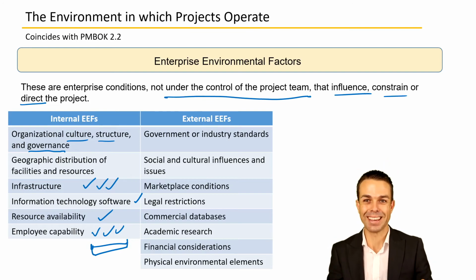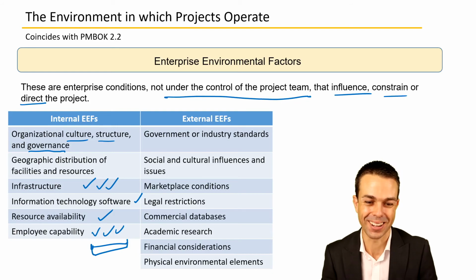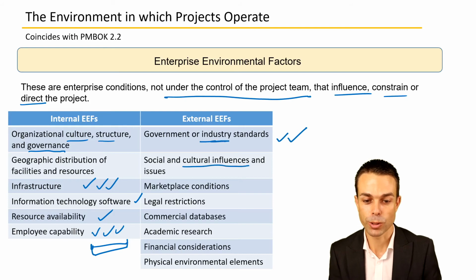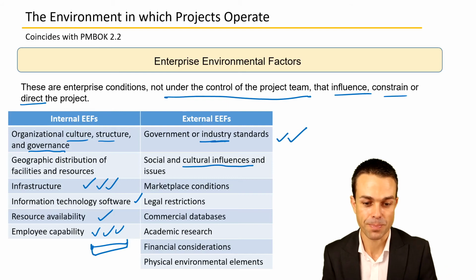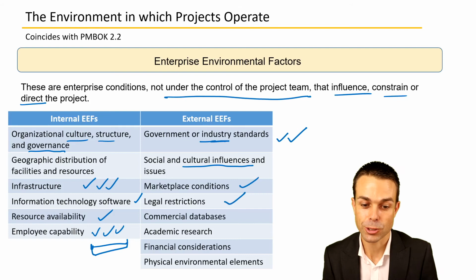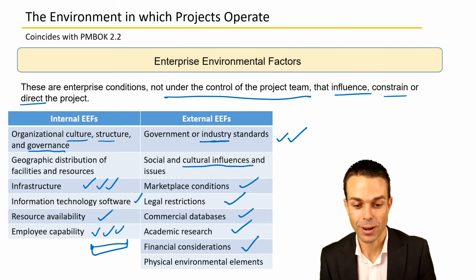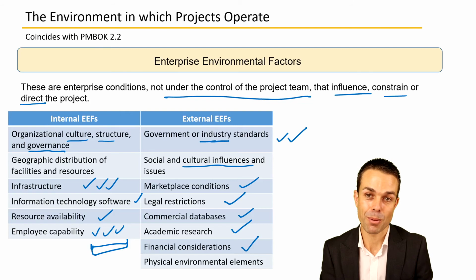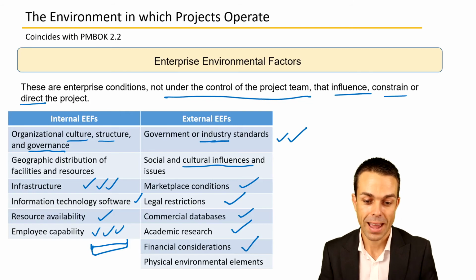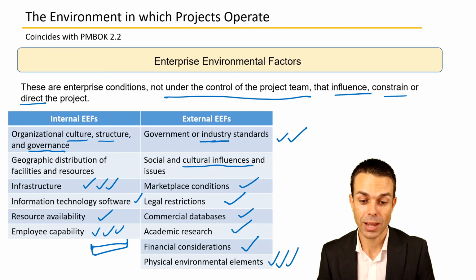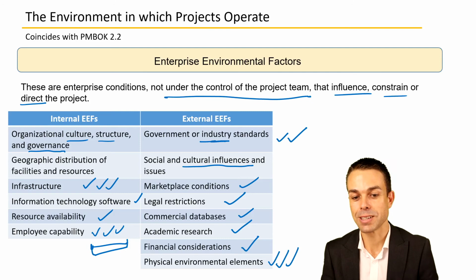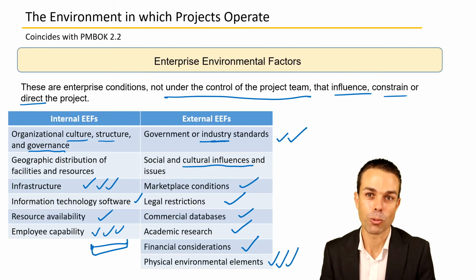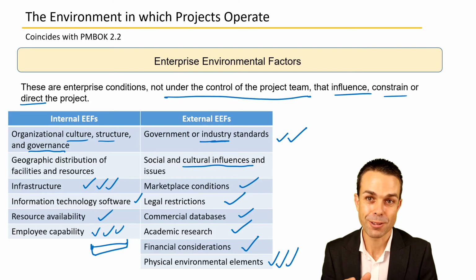But just to complicate things, there are external EEFs as well. So we've got government or industry standards. We've got social and cultural influences. So what's happening over time to influence the culture and change what might need to be delivered. Marketplace conditions, legal restrictions. Obviously there are cost constraints, so financial considerations. Do we actually have the money to do what we need to do? And physical environmental elements. Are we in the right place physically to be able to do these things? So these are just a few examples of enterprise environmental factors, or EEFs, that will influence and change how you need to deliver your project.